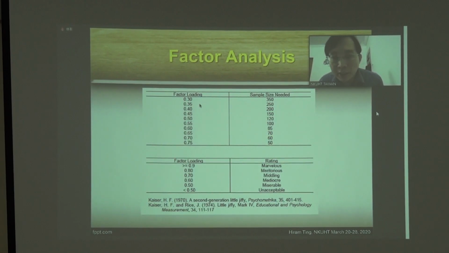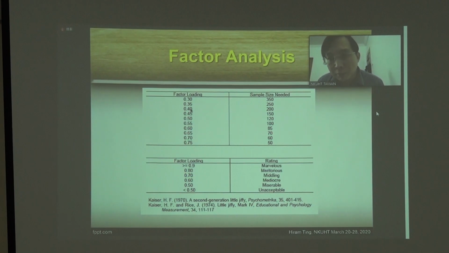Sample size needed depends on your factor loading. Again, this is only a general rule of thumb. If your factor loading is 0.50, sample size 120. If your factor loading is lower, 0.40, you should have more than 200. That is why you may come across some articles which tell you that to run EFA, you need a sample size of 200 and above. This is the reason.